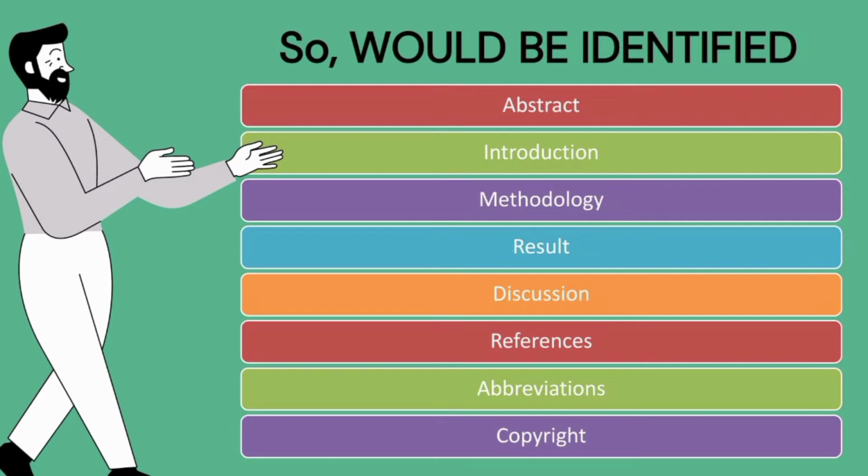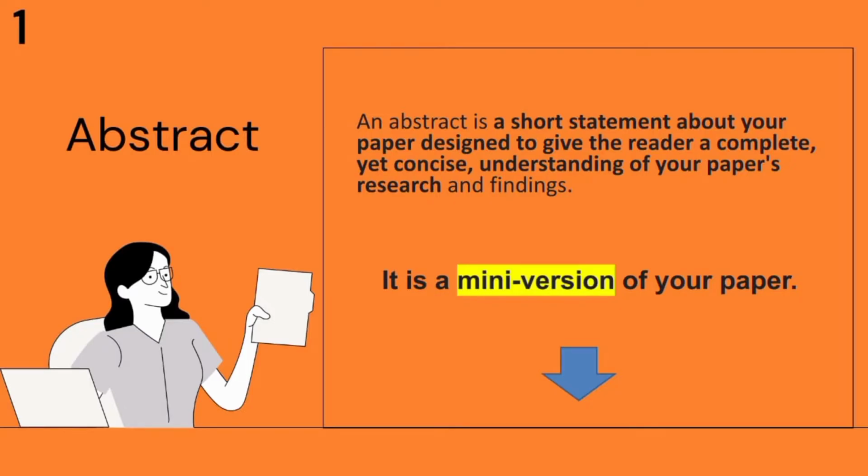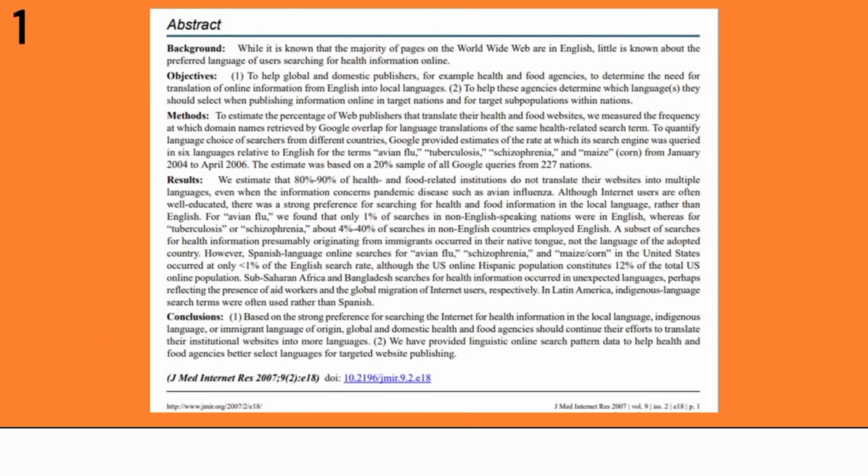Okay, everyone, we'll identify one by one. The first is the abstract. An abstract is a short statement about your paper designed to give the reader a complete, yet concise understanding of your paper's research and findings. Or we can say it is a mini version of the paper. Here I show you a picture that I have taken from the journal that has been identified.